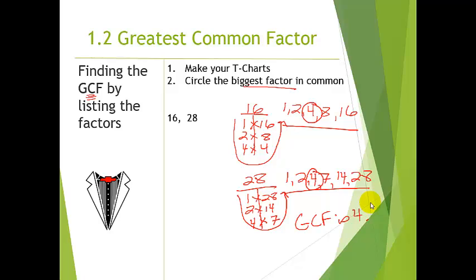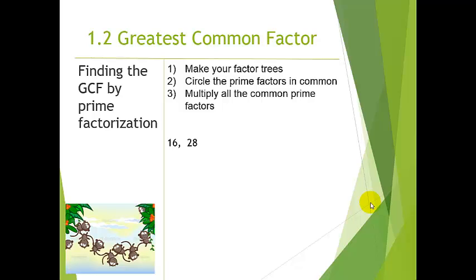And I'm going to show you 2 other ways that you can solve this same problem. Now, again, we're still looking for what's in common and what the greatest common factor is. And we're going to use our prime factorization to help us out. So first thing it tells us to do is make a factor tree. So 16.